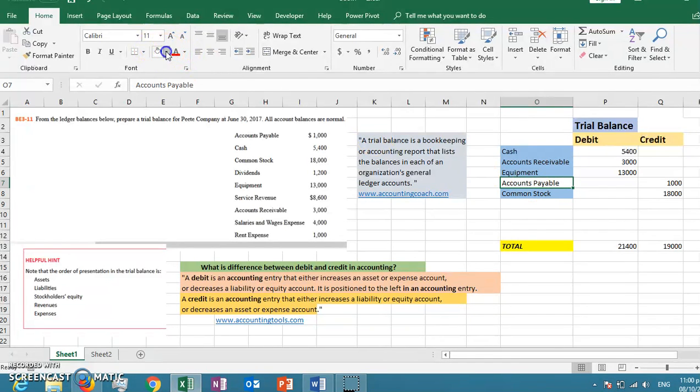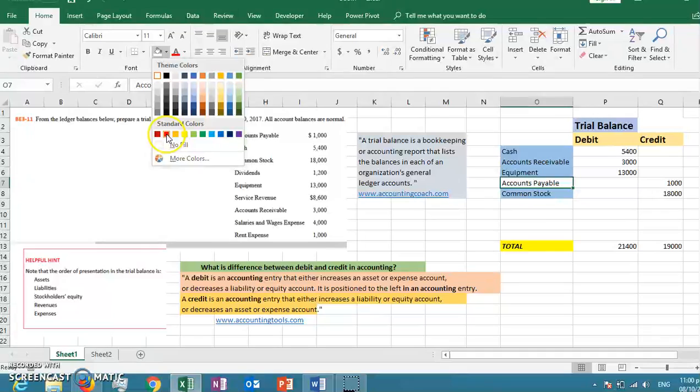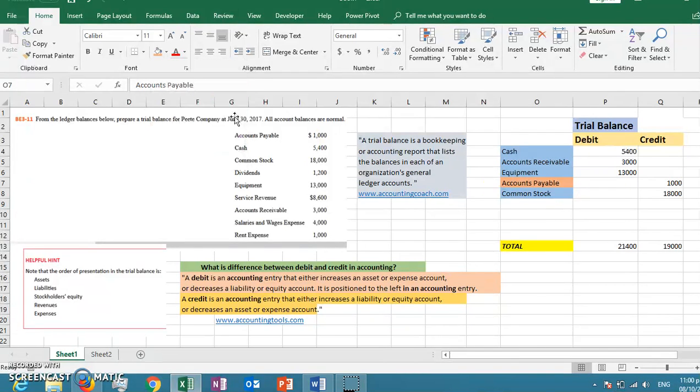Okay, accounts payable is a liability. I'm going to mark it, I don't know, orange. Orange as well. And then we have revenues and expenses. But before revenues and expenses, we see over here that we have dividends. And dividends is one that is always subtracted in the retained earnings. I don't know if you remember that. So, dividends.